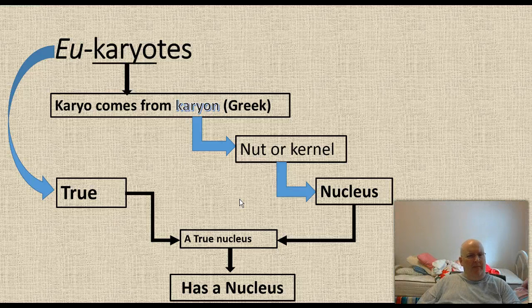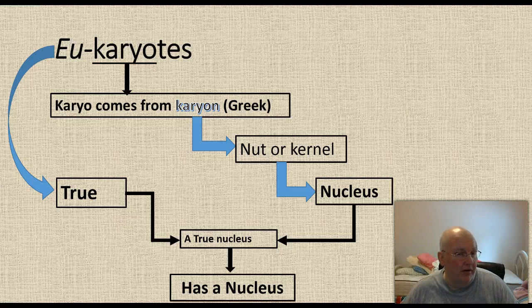Eukaryotic cells, and I didn't put a picture of this because that's what you drew the other day. U means true, of course. Karyon means nucleus again. So these cells have a true nucleus. And they also have lots of parts. Let's go on to finish the comparison.